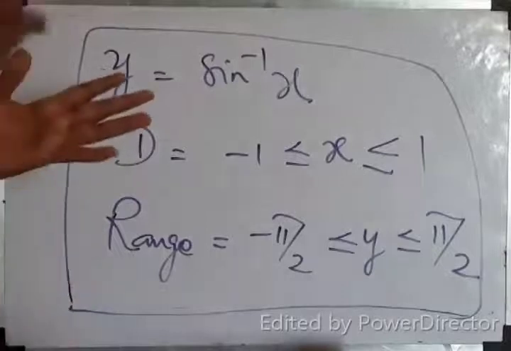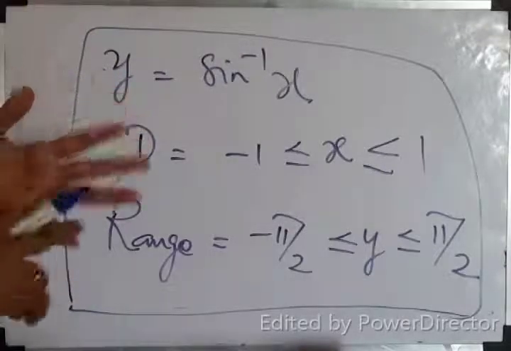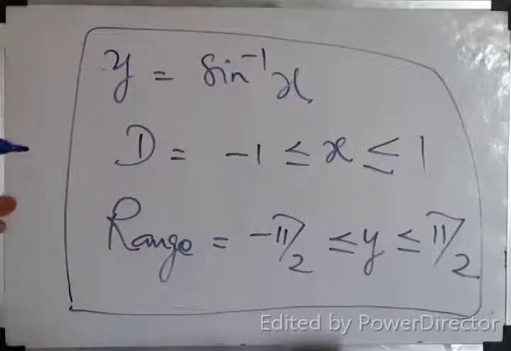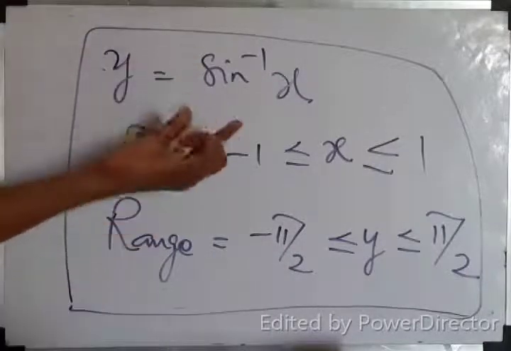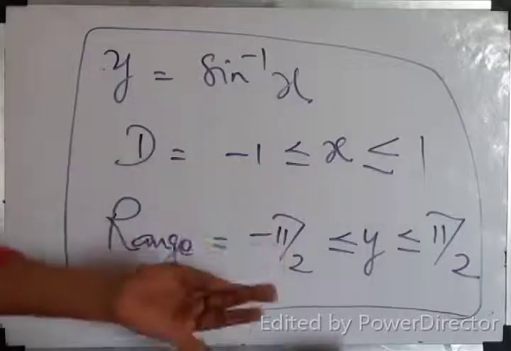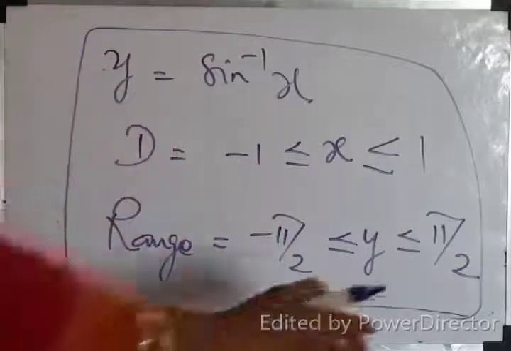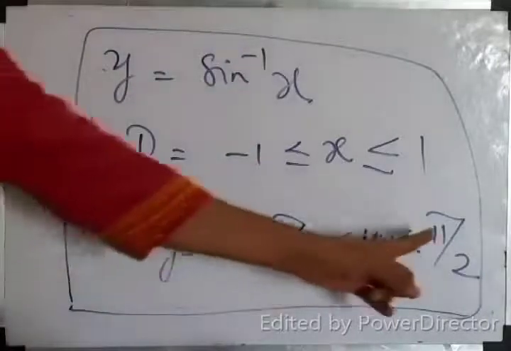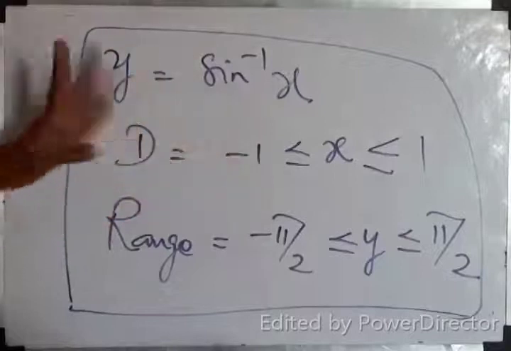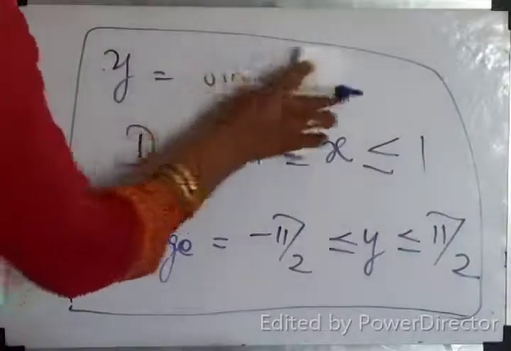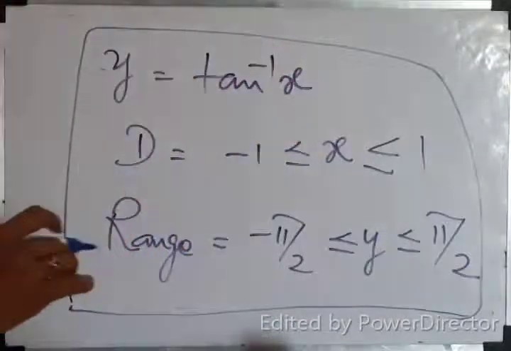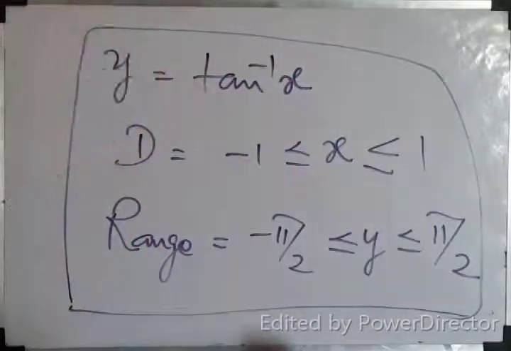Ma'am, shall I write for sine inverse x, cos inverse x, tan inverse x, cosecant inverse, secant inverse, cot inverse? Not needed, children. Only sine inverse x, cos inverse x, tan inverse x is more than enough. You just remember sine inverse x ranges from minus 90 to 90. Same thing for tan inverse x also. So immediately I am writing after sine inverse x, y equal to tan inverse x, real numbers.